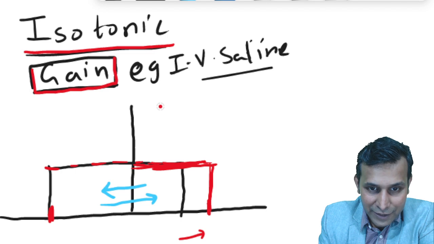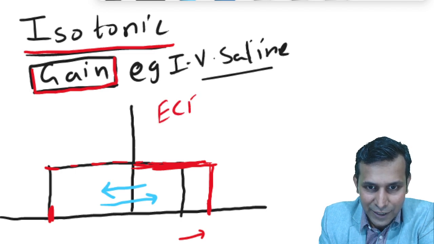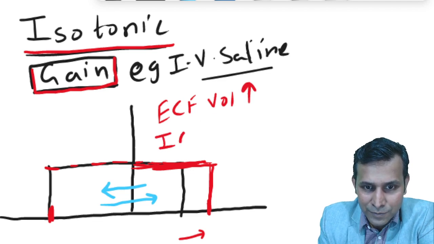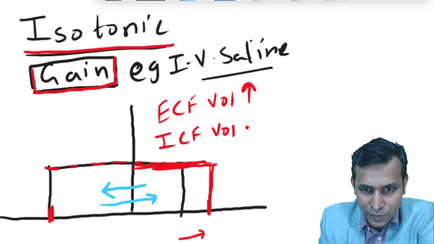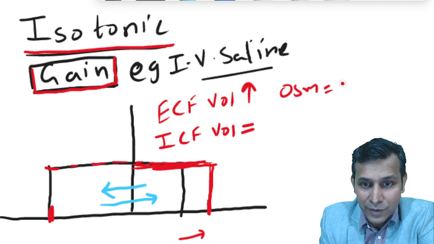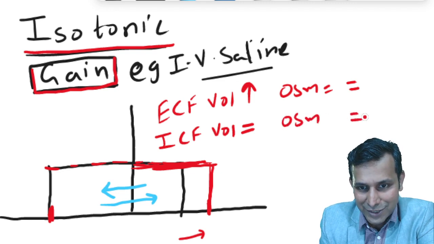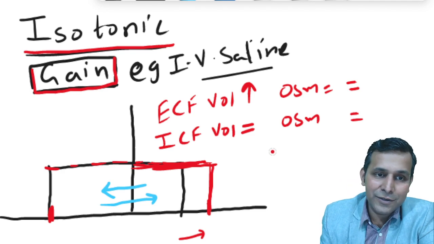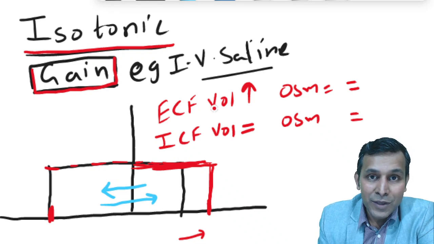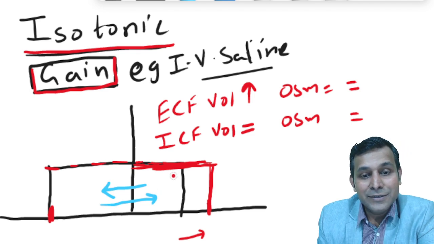So you can say there is an increase in volume of ECF. We'll add those highlighting points here. ECF volume increases. ICF volume, no change. ECF osmolarity, no change, and ICF osmolarity, no change, although they will equilibrate. So the answer at the end of the day will be the same for both of them. So only ECF volume is increasing, ECF osmolarity is not changing, ICF osmolarity is not changing, and ICF volume is also not changing.